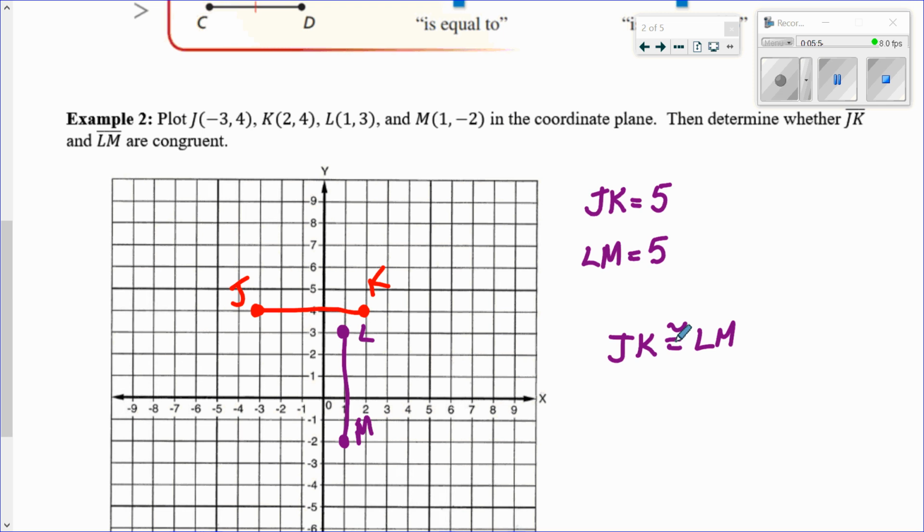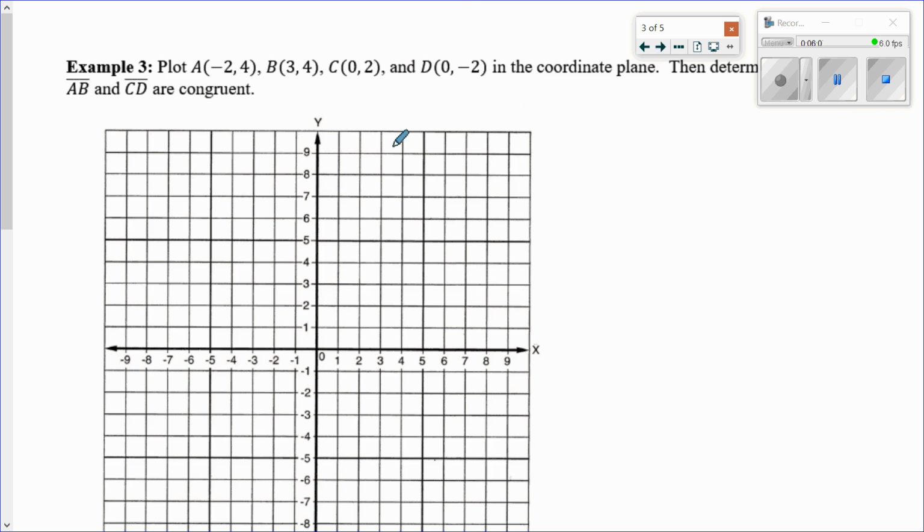That little squiggly tells us congruent. Equal signs say that they are equal. I'm going to put, again, since it's a line segment, the bar on top, forgot to do that up there. Sorry, guys. That's all we have to do. Okay, moving on. Next one.